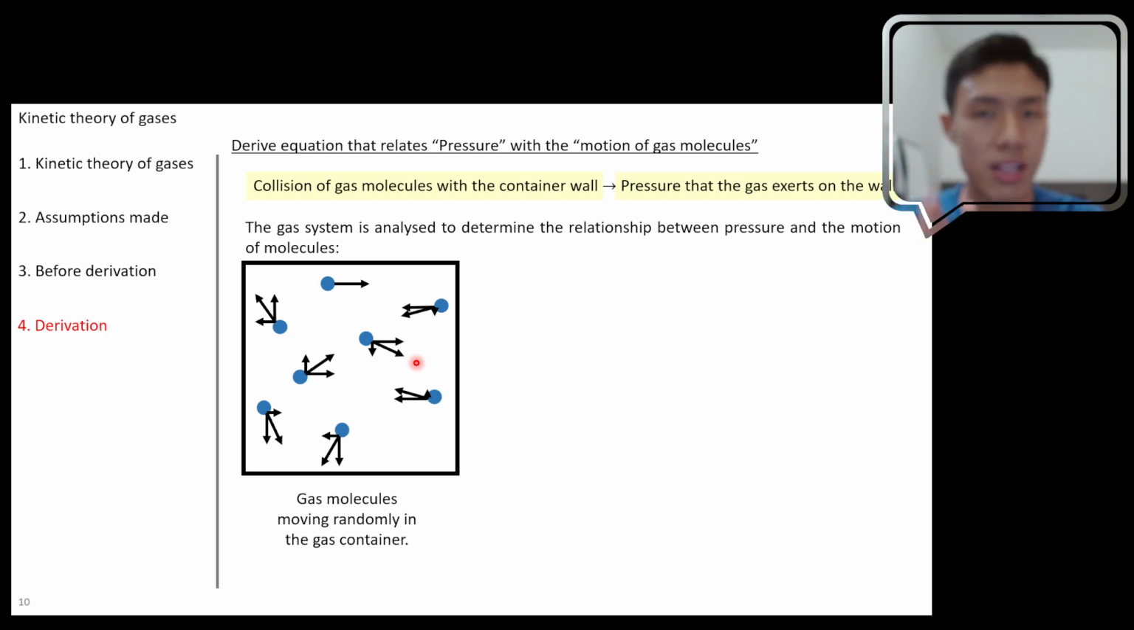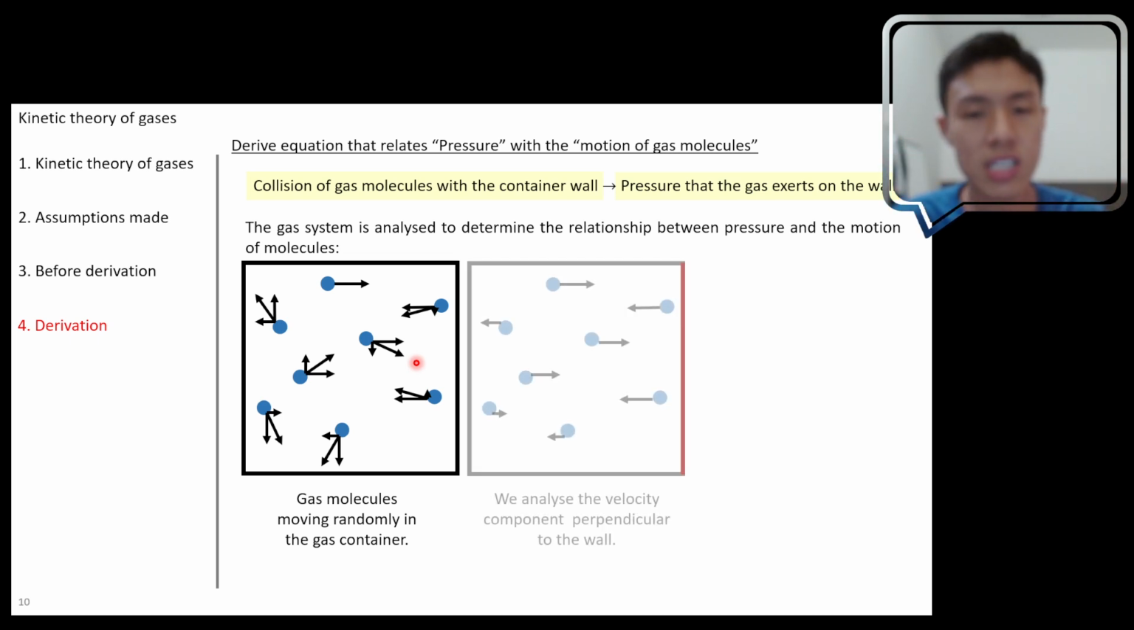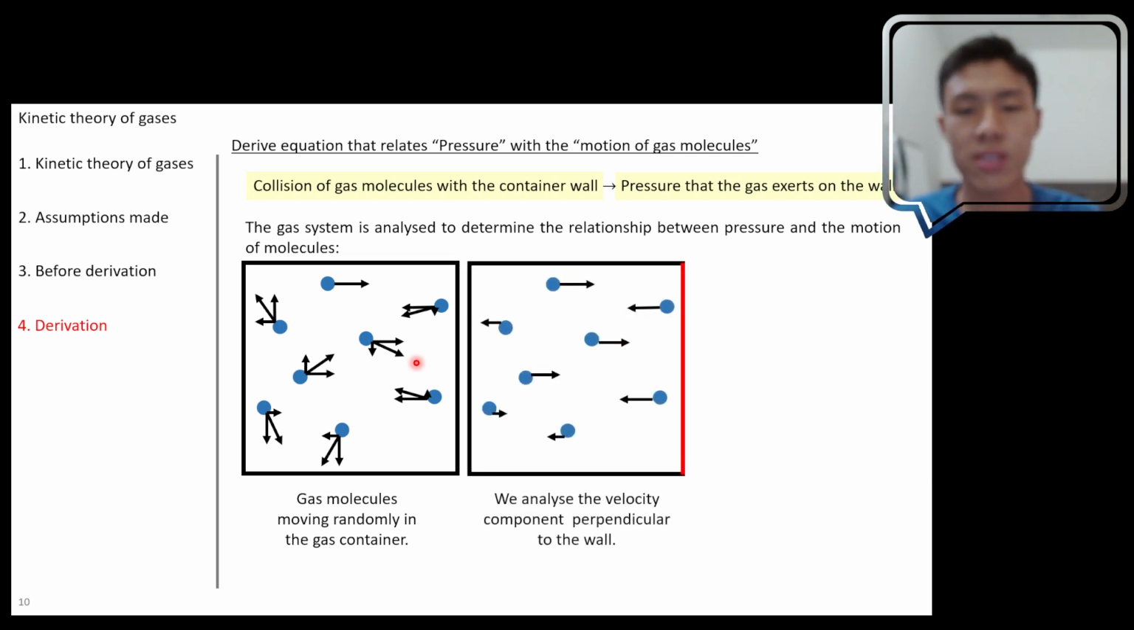But because we are analyzing pressure, we have to focus on a specific wall that we want to study. We know that all walls will experience the same pressure because the gas moves in random directions. So all walls will experience an equal amount of heating. We are going to focus on one wall only. Let's say we focus on the right wall, then only the component of velocity perpendicular to the wall will contribute to the collision with the wall. Up, down, or front, back components of velocity will not contribute to the molecules going towards the wall or moving away from the wall.